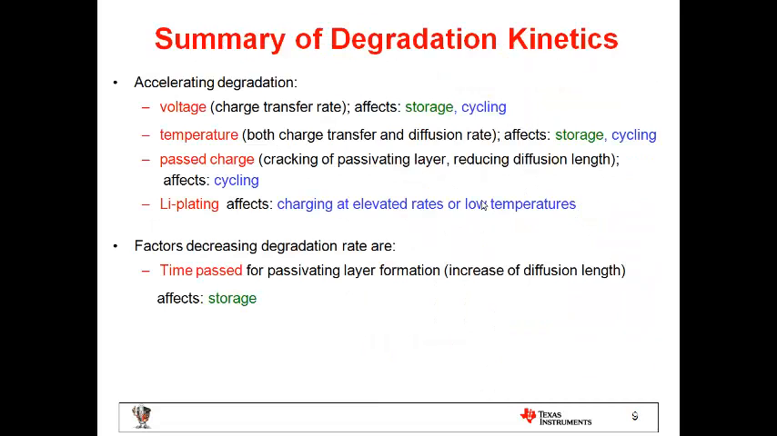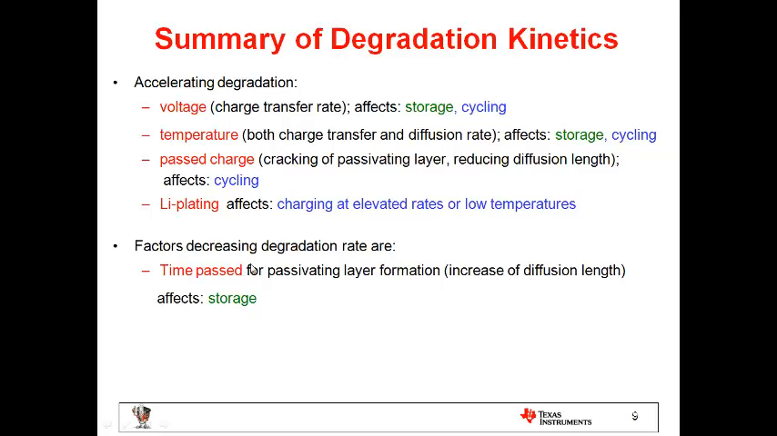So first, to summarize the important factors that speed up the degradation: it is voltage. If you don't have any lithium in the system, your voltage will be low, and so you will not have any degradation. High temperature speeds up both the diffusion and chemical reactions, so for that reason degradation is increasing with temperature. And fast charge, of course, causes the cracking of the passivating layer, and so it is only affecting the cycling degradation. And lithium plating would occur at low temperatures or very high rates of discharge.